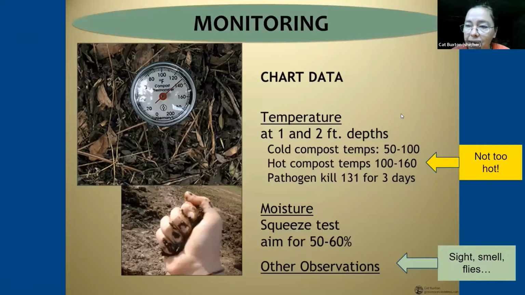So monitoring using that thermometer is going to let you know how happy the microbes are. Are they getting everything they need? And when it gets too hot, that's also letting us know something. We want to be between 100 and 160 degrees, which is getting pretty hot. When it gets up to 160 degrees, we risk getting anaerobic.